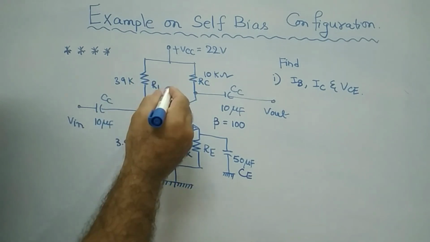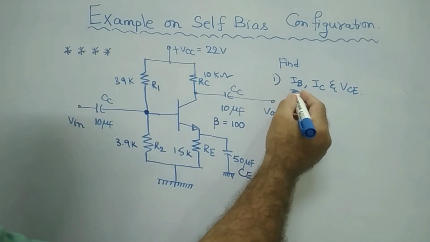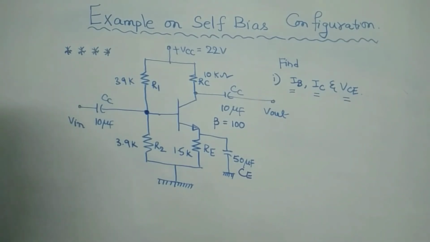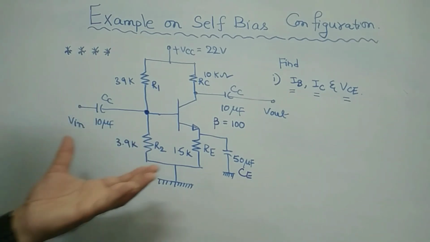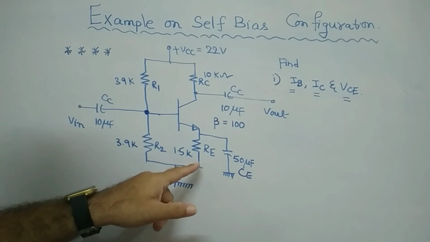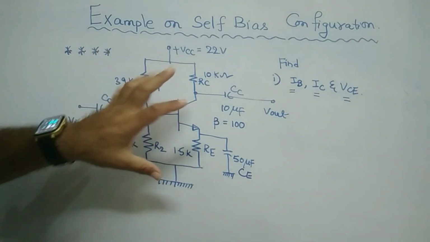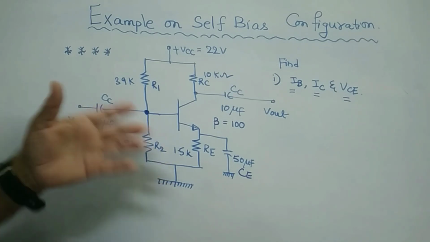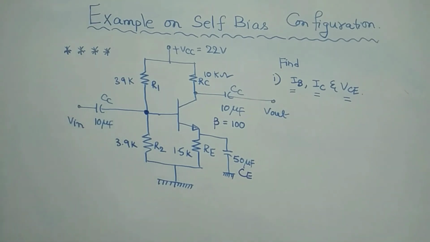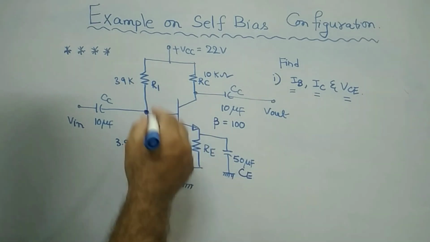For this given circuit, you are asked to find out IB, IC and VCE. These are the parameters being asked for in this problem, right? Remember that if the transistor is given in this configuration with R1 and R2, RC and RE, you can simply say that it is a self bias, or emitter bias, or voltage divider bias, also called universal bias. Those are the different names for this circuit. Clear? Now, very quickly we can try to solve this question, right?